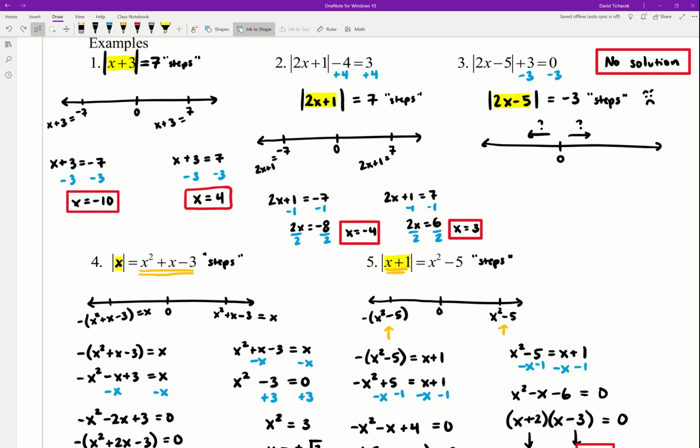In the case of number 3, if you ever see that the absolute value bars equals a negative number, we're saying that we are a negative number of steps away from 0, which doesn't make any sense, in which case you're just going to say no solution.